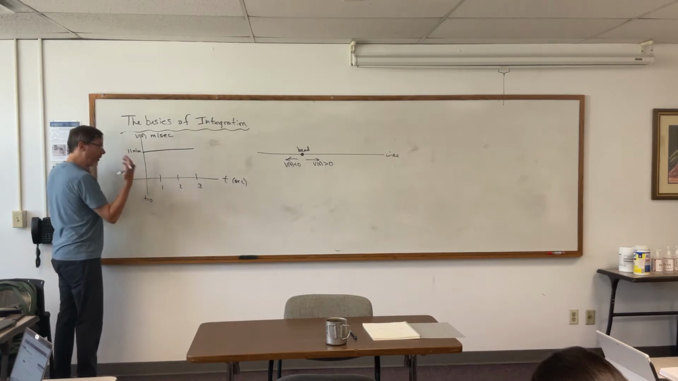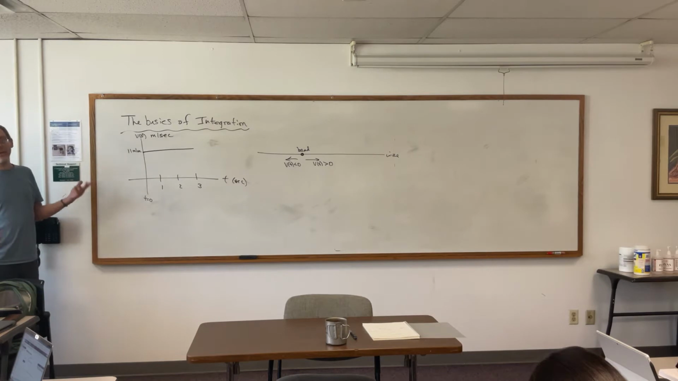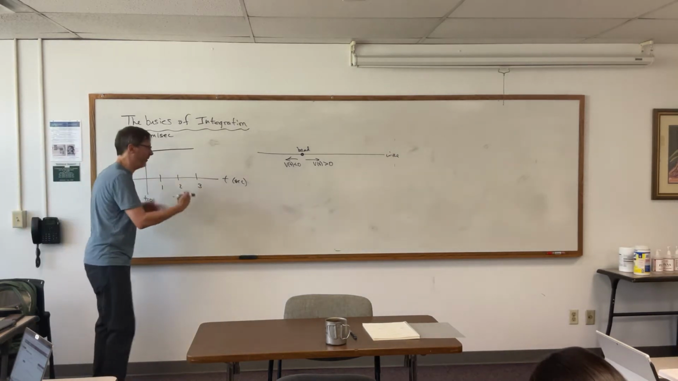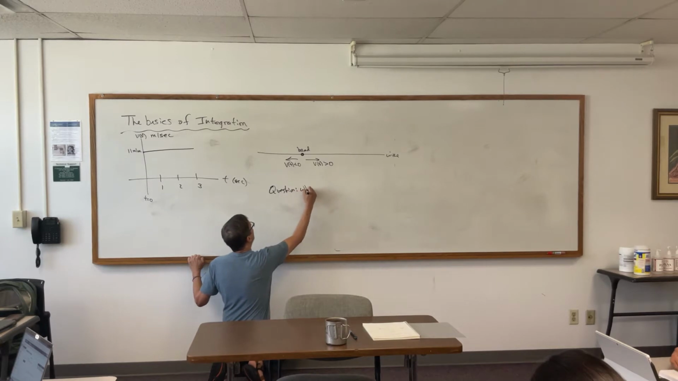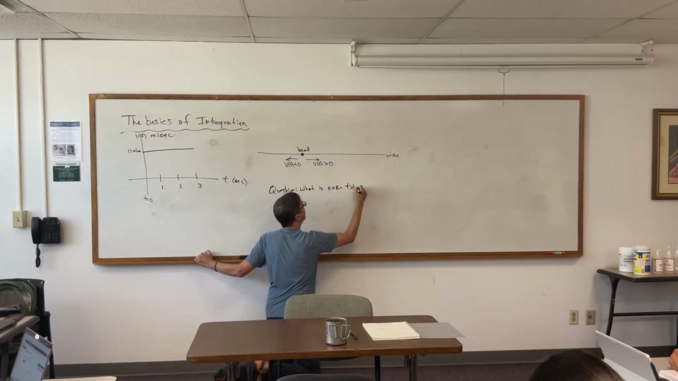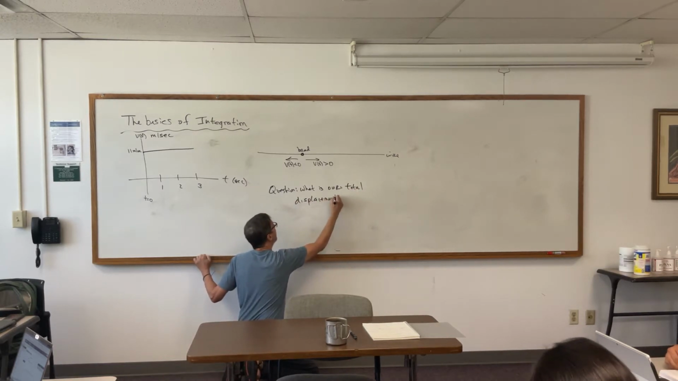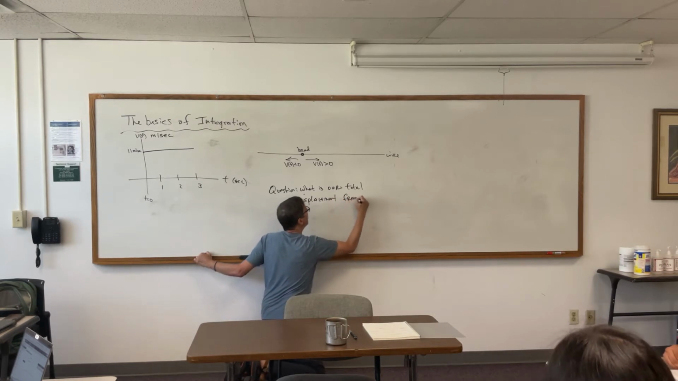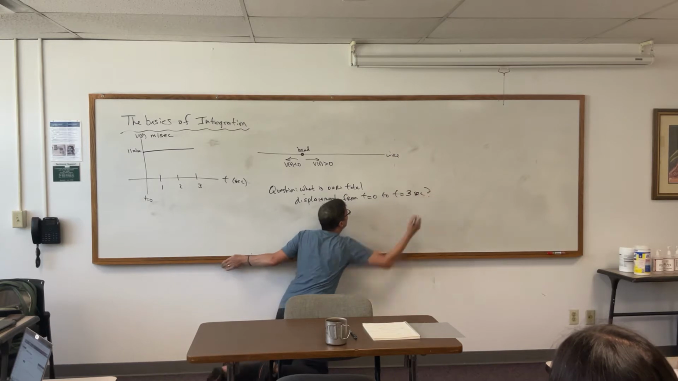So my question is, how far did I travel? What is my displacement? Now this is a very easy thing to do here because we're kind of used to working with some basic things. But the question that we want to ask is, what is our total displacement from t equals 0 to t equals 3 seconds?